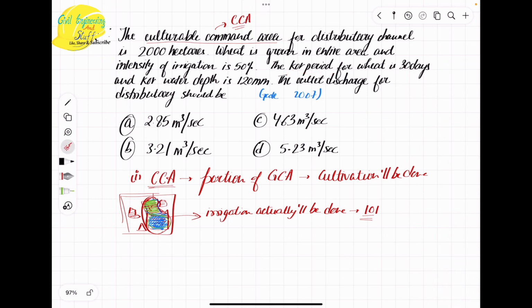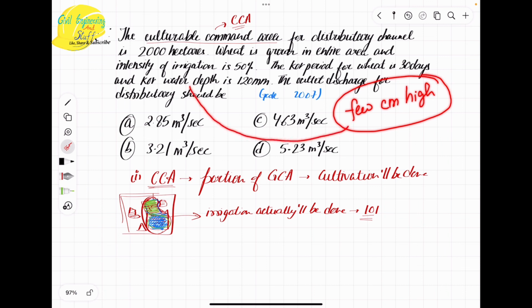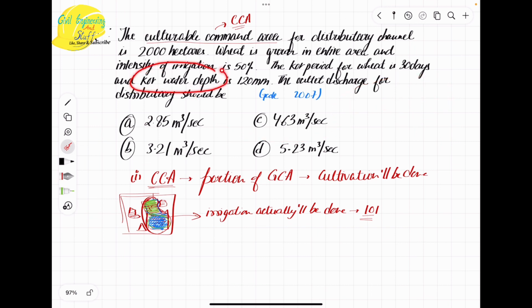Then core period and core watering is the terminology that is defined when the crop is only a few centimeter high. So when the crop is a few centimeter high, the total depth of water that is supplied is what we call the core watering depth, and the time period for which the core watering depth is given is what we call the core period. Okay, this is just a revision of the basic concept. Correct? Now let's move on to the question.